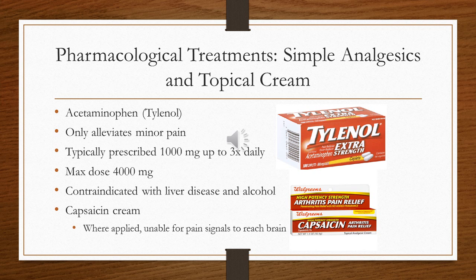Some pharmacological treatments are simple analgesics and topical creams. Acetaminophen is a simple analgesic that alleviates minor pain. It is typically prescribed 1,000 milligrams up to 3 times daily, with a max dose of 4,000 milligrams. It is contraindicated with liver disease and alcohol. There's also capsaicin cream, which, when applied, makes pain signals unable to reach the brain.